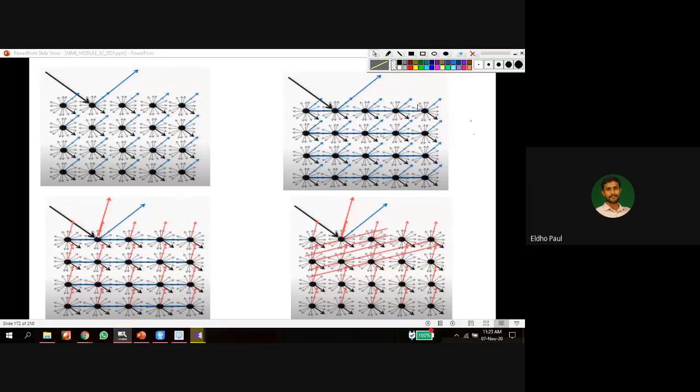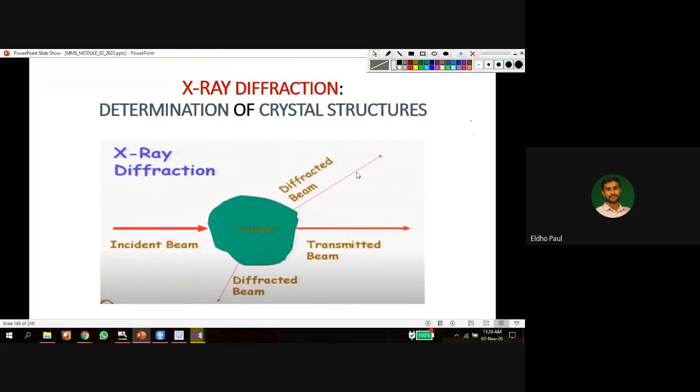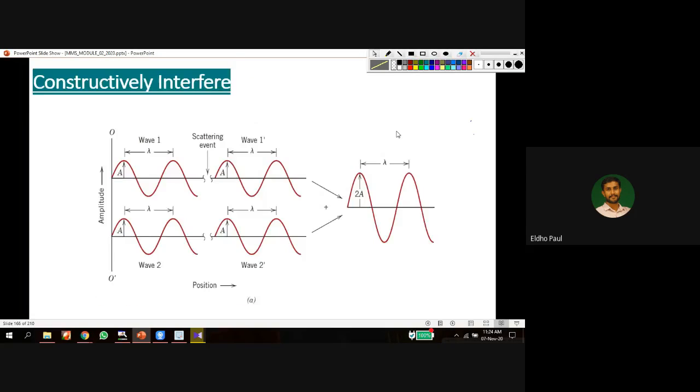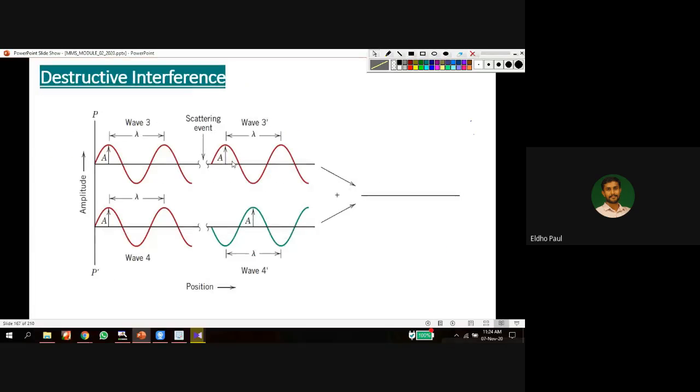So we got a stronger wave in this direction. This wave is the diffracted wave, a diffracted wave produced by constructive interference. Similarly, in this direction also, the scattered waves add together, constructively interfere, and form a diffracted wave. In such a way, the incident beam is converted into a diffracted beam by constructive interference. And in another direction, the beams may destructively interfere and disappear. There is no resultant wave after destructive interference.